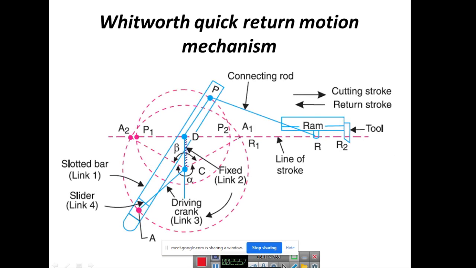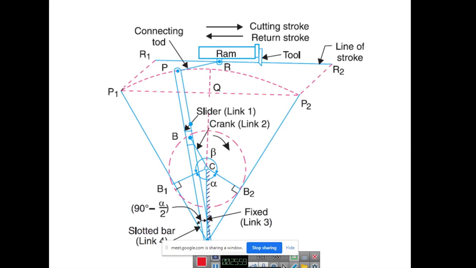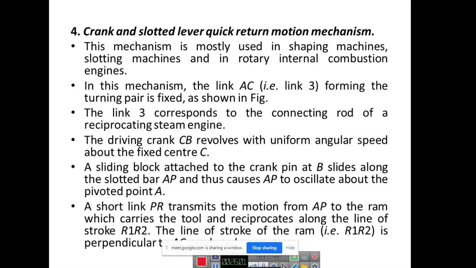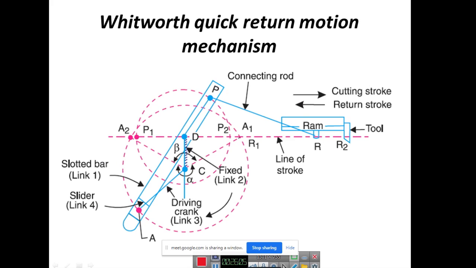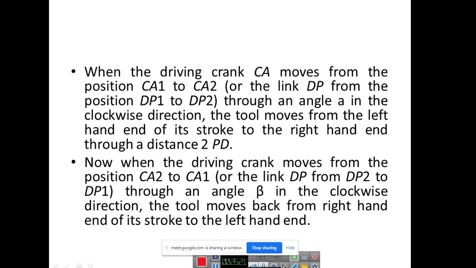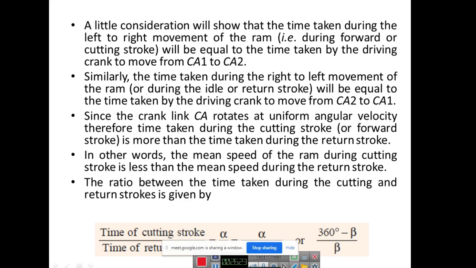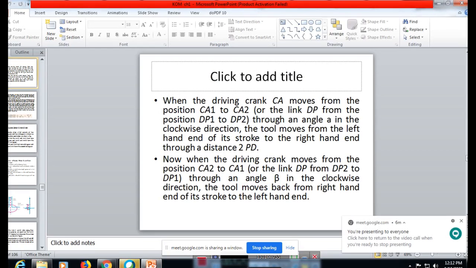So if the question is asked to explain a quick return mechanism, you can write this, crank and slotted lever, or you can study Whitworth quick return mechanism, any one is okay. Any one you can study from these, you don't have to study both. I am explaining both because both are used as quick return mechanisms, crank and slotted lever as well as Whitworth. So any one from these two you can use. So let us see the animation based on this.